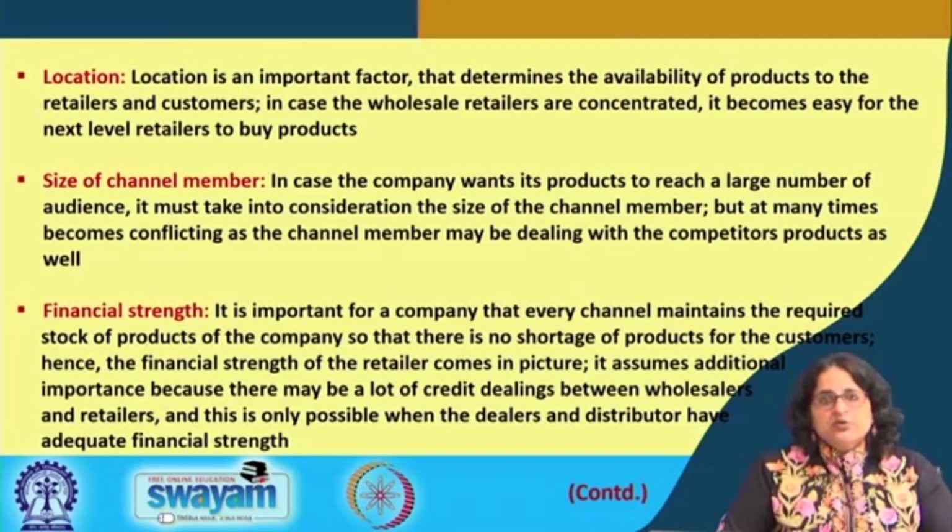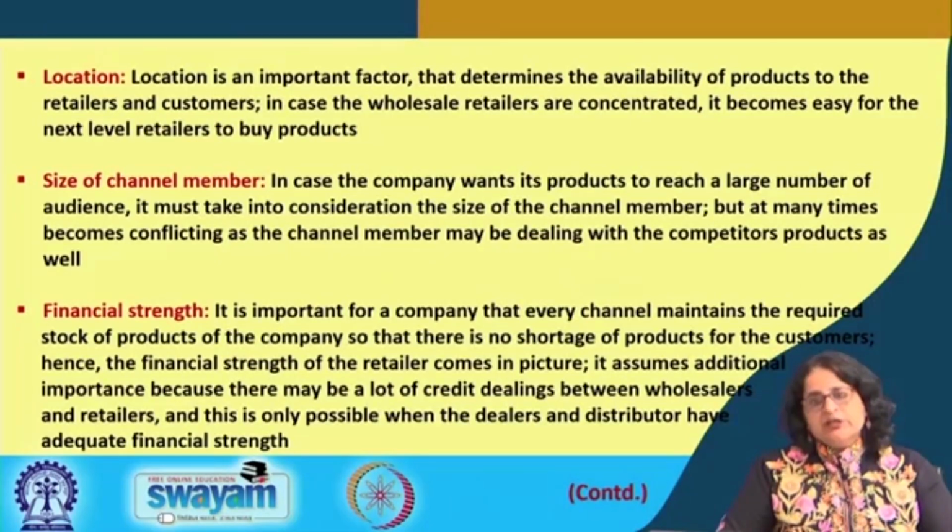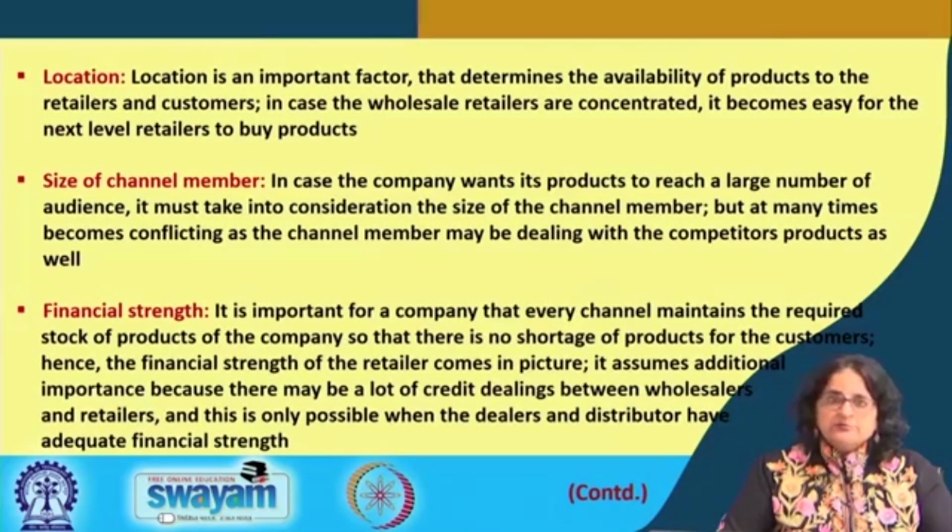So in case the wholesale retailers are concentrated, it becomes easy for the next level retailers to buy the products, and similarly if retailers are conveniently located, it becomes easy for customers to reach them. If a company's dealers are located in prime locations, chances of sales happening are much higher, because the location, if conveniently accessible, is something which would be easily frequented by the customers, and sales are more likely to happen.